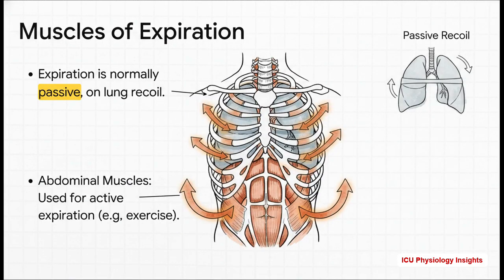So like we said, quiet expiration is passive, driven entirely by the elastic recoil of the lungs. But during states of high-minute ventilation, think exercise, or in patients with obstructive disease, expiration becomes a very active process. This is powered mainly by the abdominal wall muscles. They contract, increase intra-abdominal pressure, and forcefully drive the diaphragm cephalad. And the internal intercostals aid this by actively depressing the rib cage.